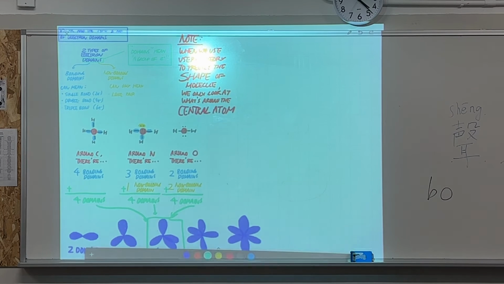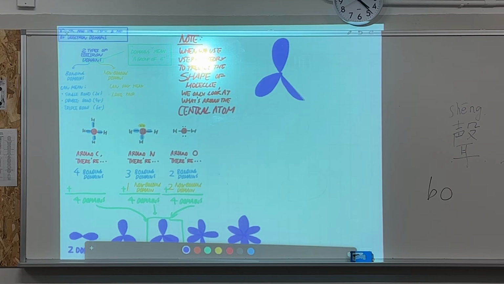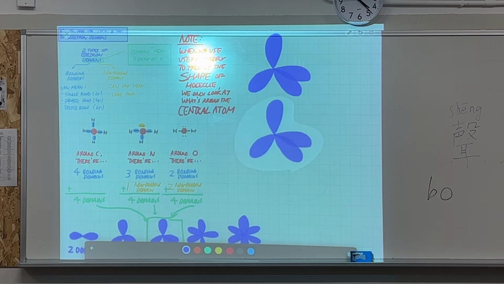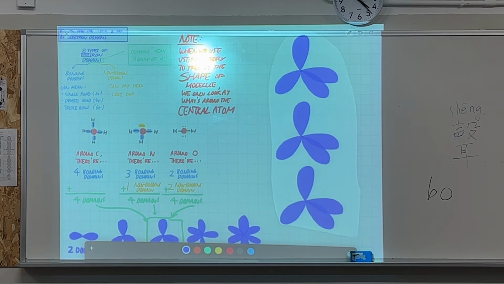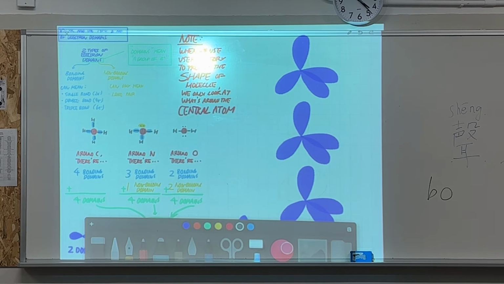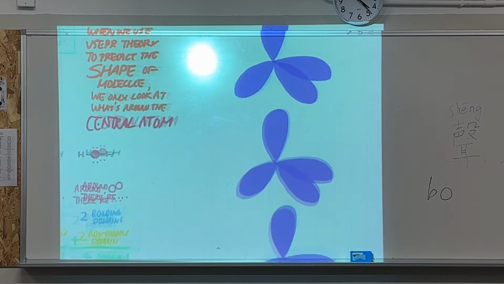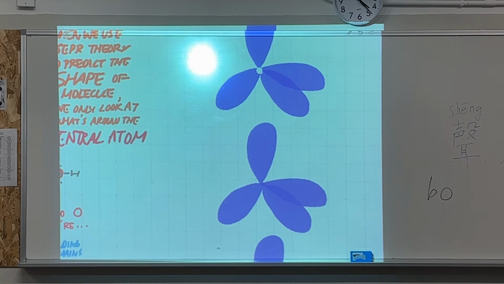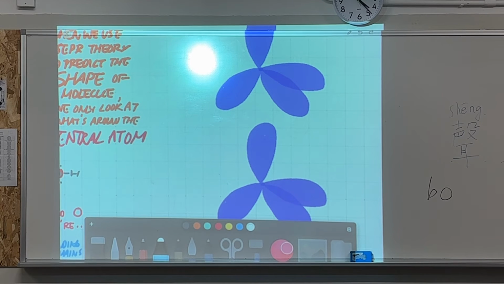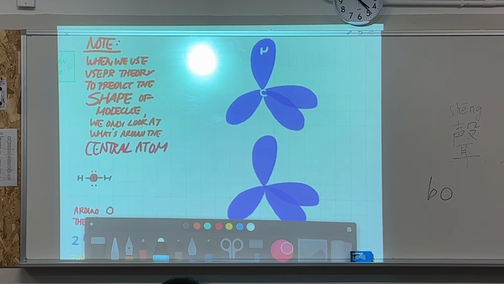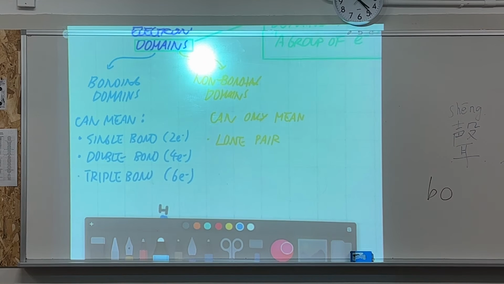So let's try to draw this. First, we draw out a very large 4-domain structure here, and then we'll put back the atoms. We have 3 examples to work out here, starting with CH4. All 4 are bonding domains, so we will put, allow me to use the color white here, if not you cannot see, C in here. So this is C, H, H, H, H. All 4 are bonding domains, right? Do you remember which of these domains we can see, and which we cannot see?